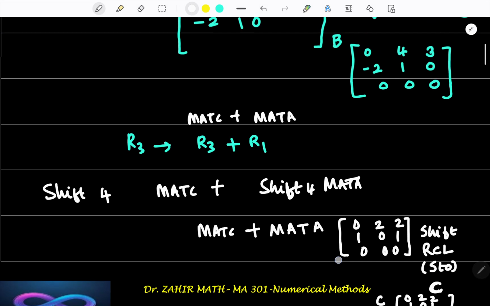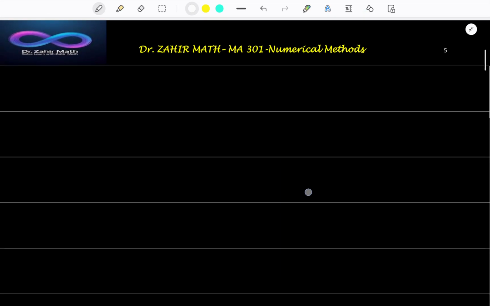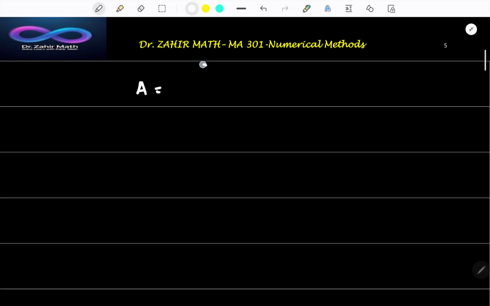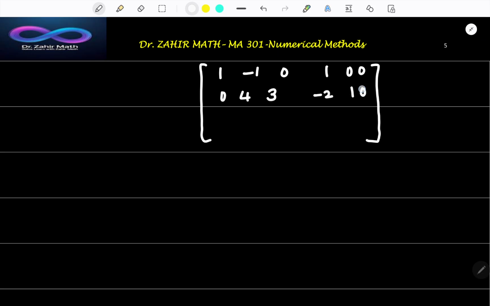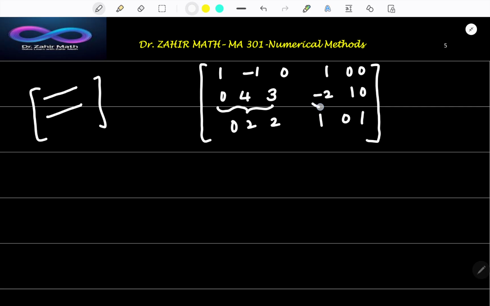Clear? Right. So you are going to write it here. How are you going to write it here now? Now your matrix A is equal to, it's not A equals, already gone, right? This is equal to 1, minus 1, 0, 1, 0, 0. The second row is 0, 4, 3, minus 2, 1, 0. Then 0, 2, 2, 1, 0, 1. Whatever you are getting in the calculator as a first row is this one, and whatever you are getting in the second row is this one. Keep in your mind.